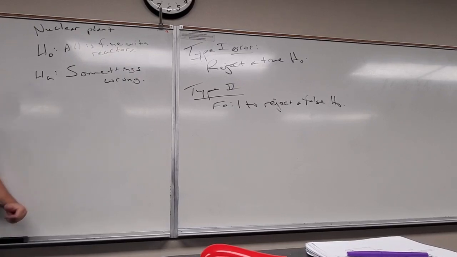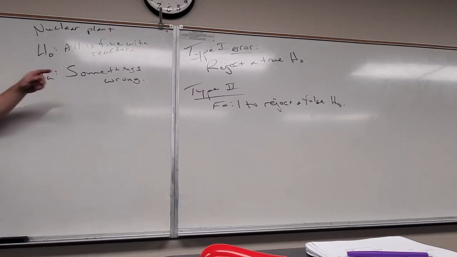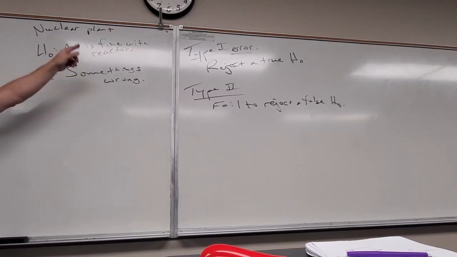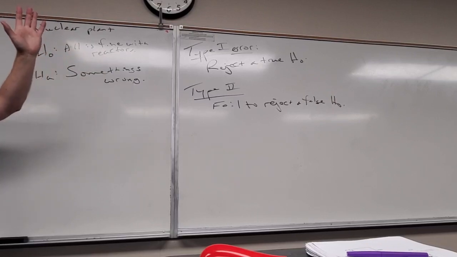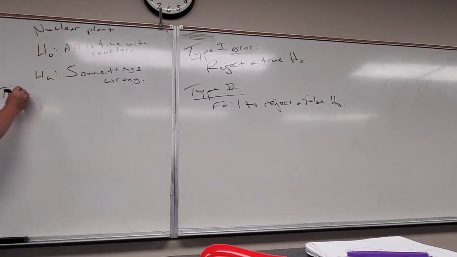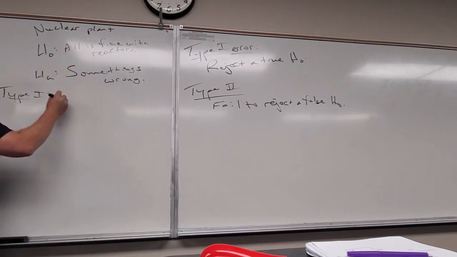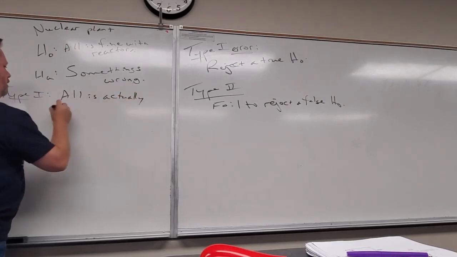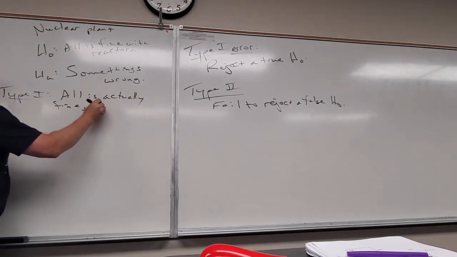You're trying to find evidence that something's wrong. What would a type 1 error mean? What's the reality? In a type 1, what's true? That you think something's wrong and it's not? Yes, the reality is that the reactor's fine, but we think it isn't because we reject this. Are you guys with me? With type 1, it's always good to start with what's the reality. In a type 1 error, this is true, so all is actually fine, but we think it isn't.